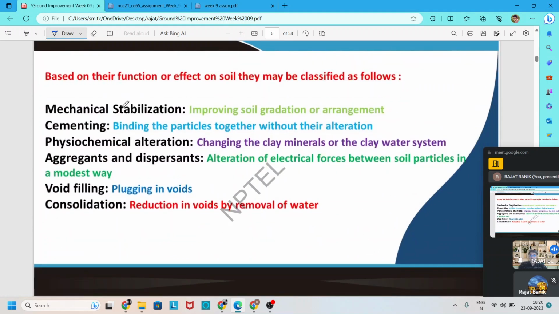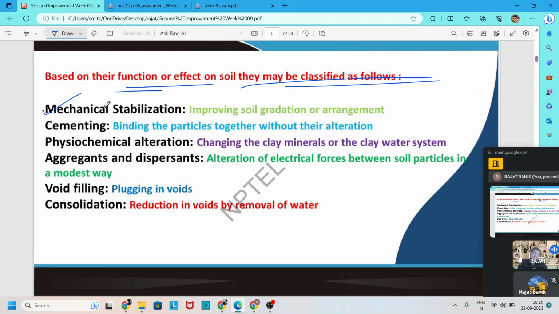Now we classify the soil stabilization based on the different functions or different effects. The first one is mechanical stabilization. Second one is cementing. Third one is physiochemical alteration. Then aggregates or dispersion method. Then void filling method. Then consolidation method.